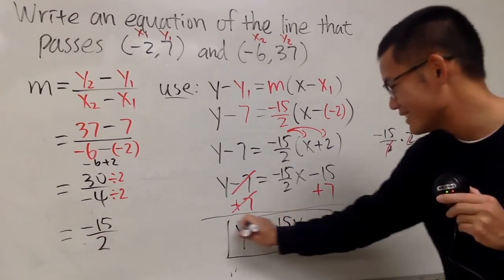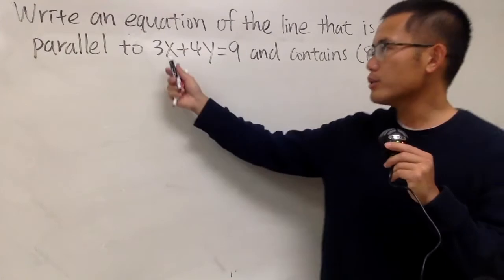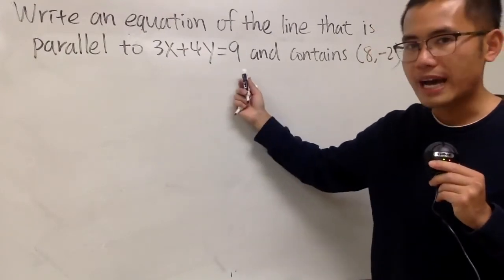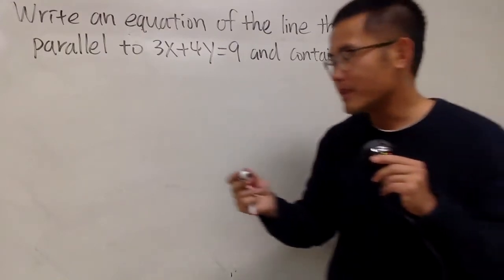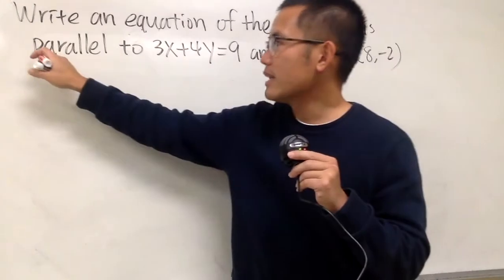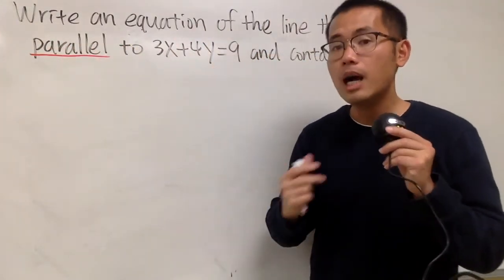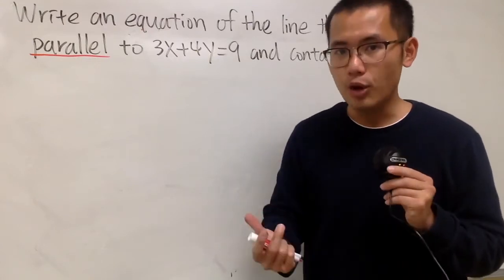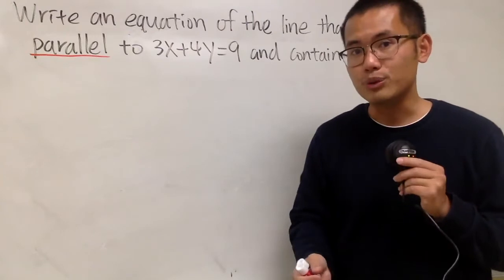So that's it. Okay, we're going to write an equation of a line that's parallel to 3x plus 4y equal to 9, and the line has to contain (8, -2). So here we go. First, remember, we always have to find the slope. This time though, we want the line to be parallel to this line. So you have to remember that parallel lines have the same slope. As long as we know the slope right here, we will know the slope that we have to use.